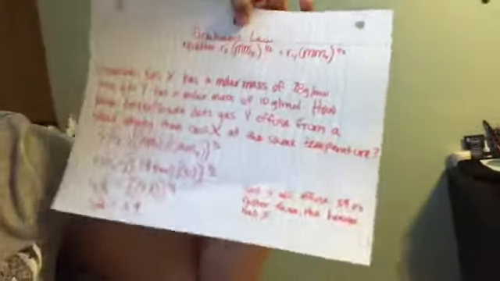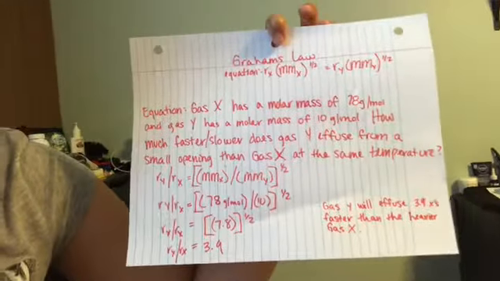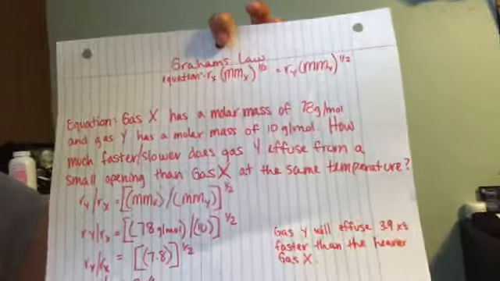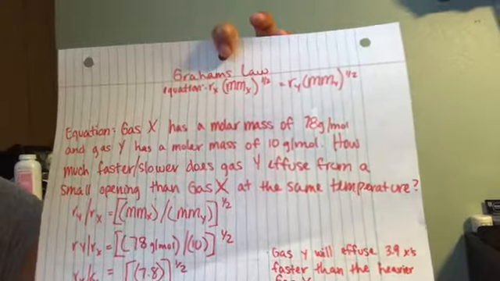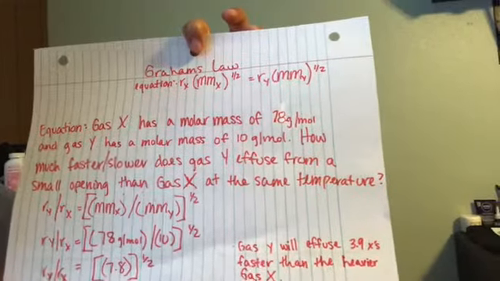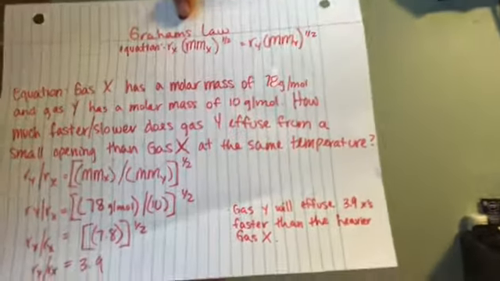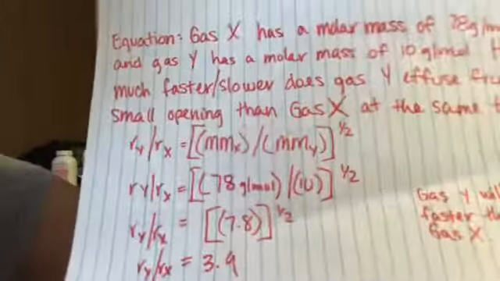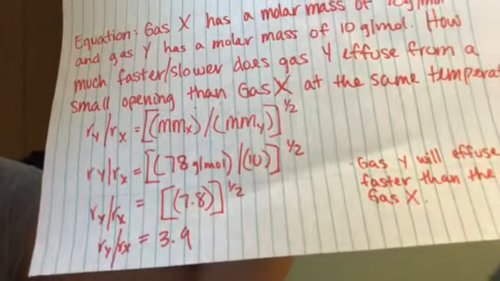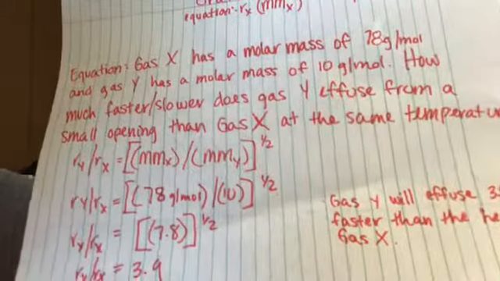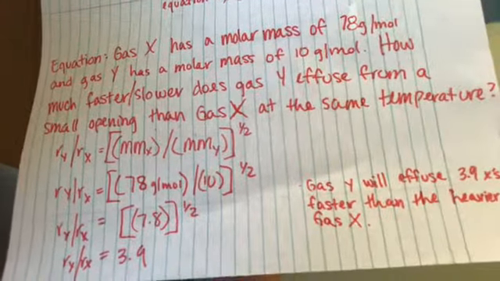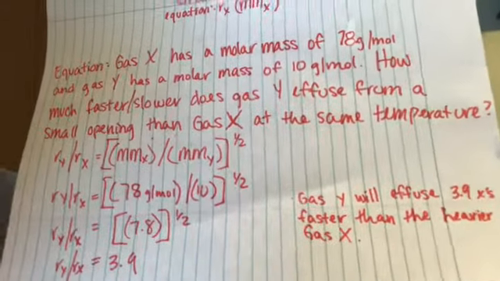So right here we have gas X has a molar mass of 78 grams per mole, and gas Y has a molar mass of 10 grams per mole. How much faster or slower does gas Y effuse from a small opening than gas X at the same temperature? So right here we have the formula, and then we just plug in the numbers. So 78 grams per mole plugged into X, and then Y is 10 grams per mole.